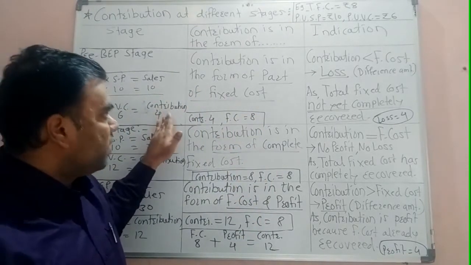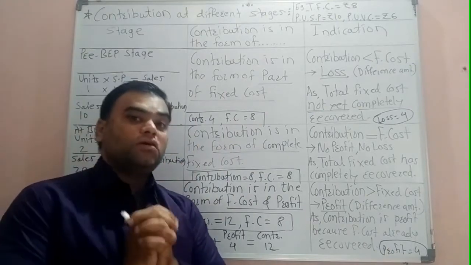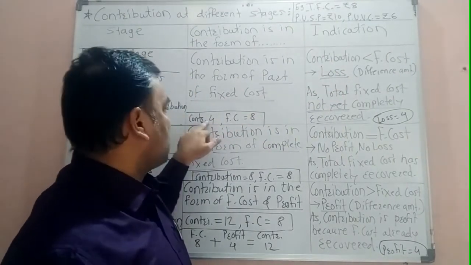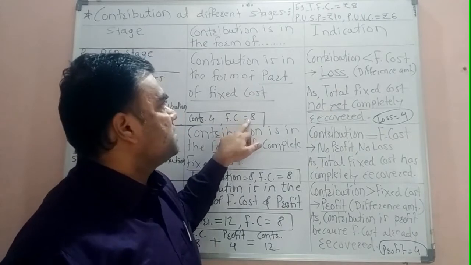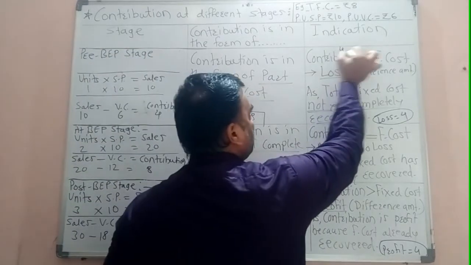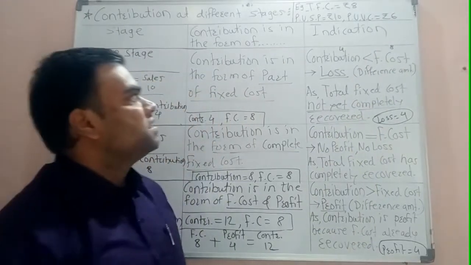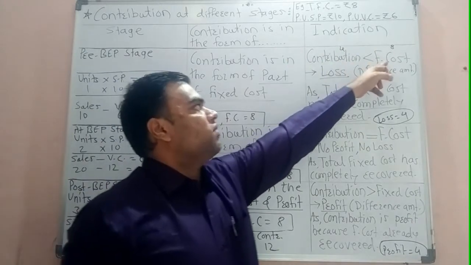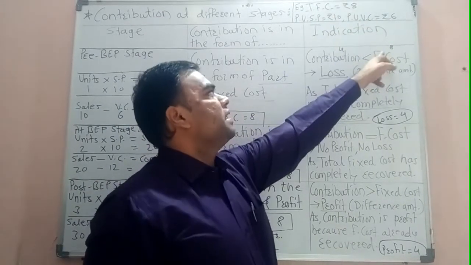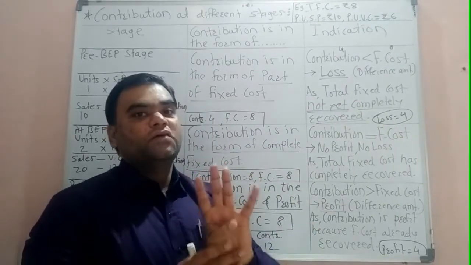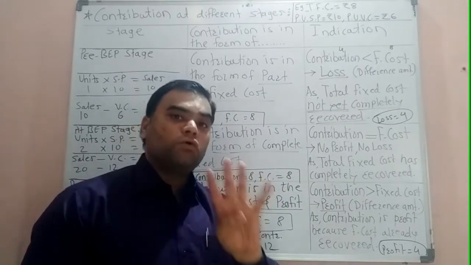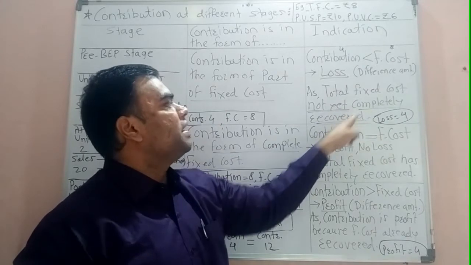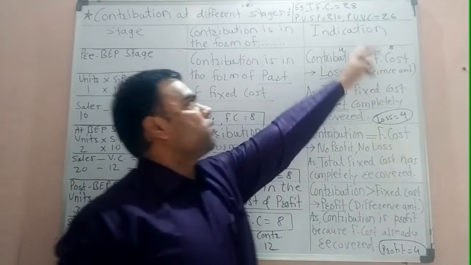When we sold one unit, what is the position between the contribution and fixed cost? At one unit sales level, our contribution is 4, fixed cost is 8. So fixed cost is greater than contribution. Our total fixed cost is rupees 8 and out of that, only 4 rupees we have recovered. Rupees 4 of fixed cost is not yet recovered. Total fixed cost not yet completely recovered.